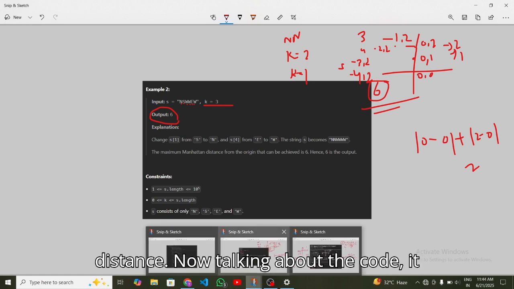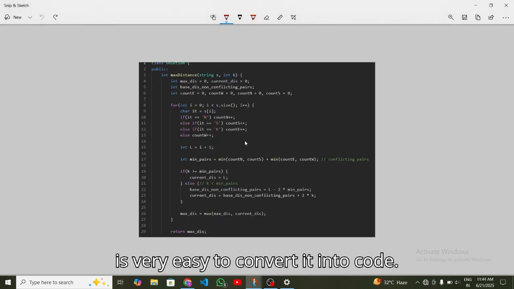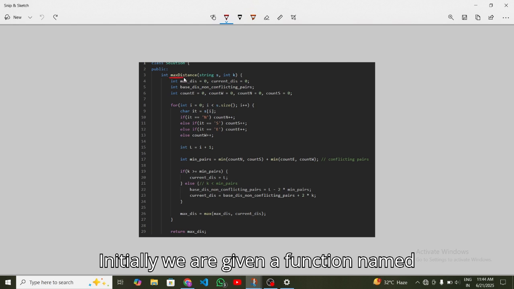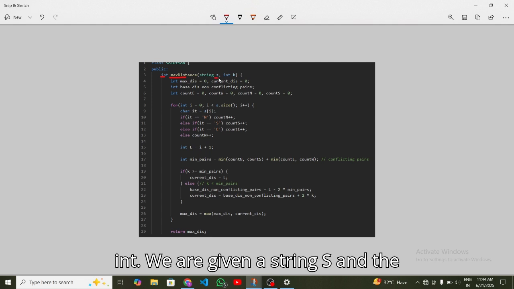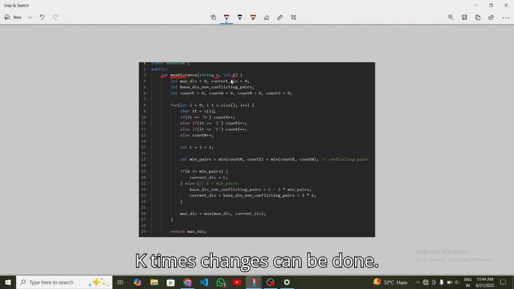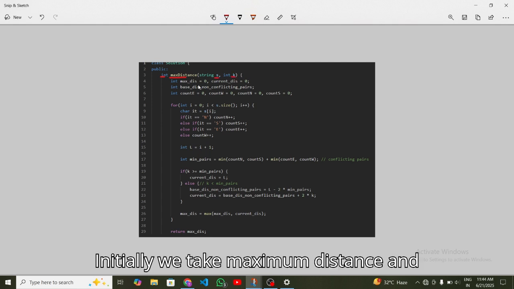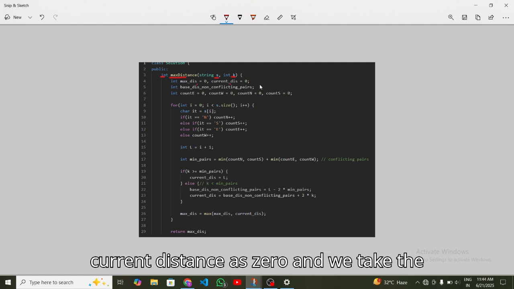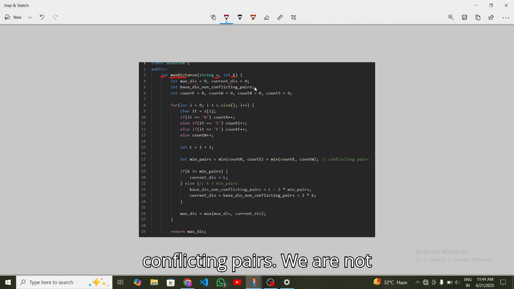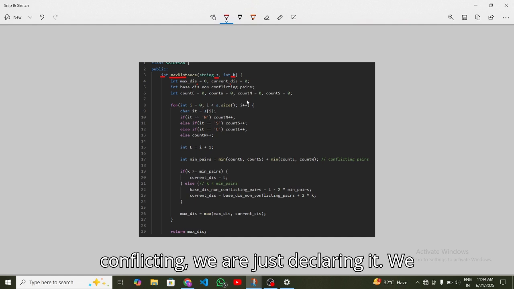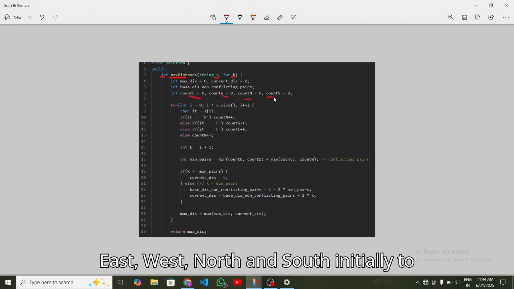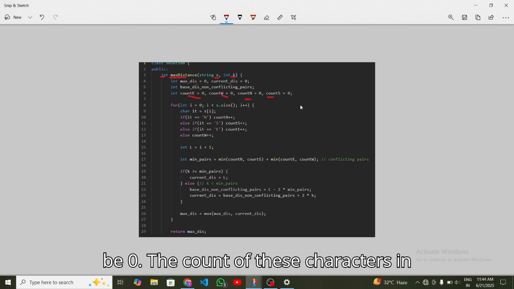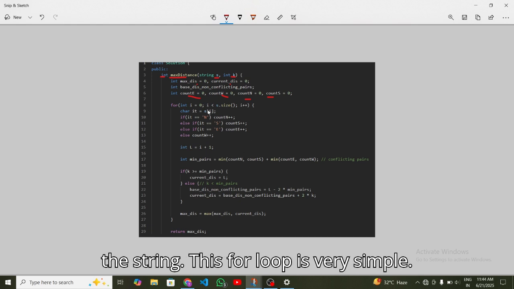Now talking about the code, it is very easy to convert it into code. Initially, we are given a function named max distance. It returns a data type of int. We are given a string s, and the k times changes can be done. Initially, we take maximum distance and current distance as 0, and we take the distance traveled without the conflicting pairs. We are just declaring it, we are not initializing it. Here we take east, west, north and south initially to be 0, the count of these characters in the string.